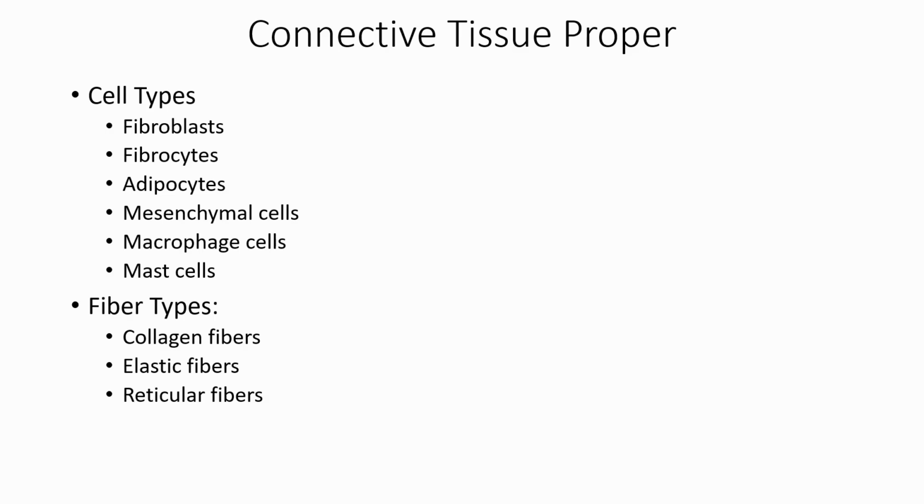So, what are some of the cells that we see in connective tissue proper? We're going to start with connective tissue proper. A few different types of cells we see there: fibroblasts, fibrocytes, adipocytes, mesenchymal cells, macrophage cells, and mast cells. And then we also see fibers as well, so collagen, elastin, and reticular fibers that will help give some acellular structure to our connective tissue proper.